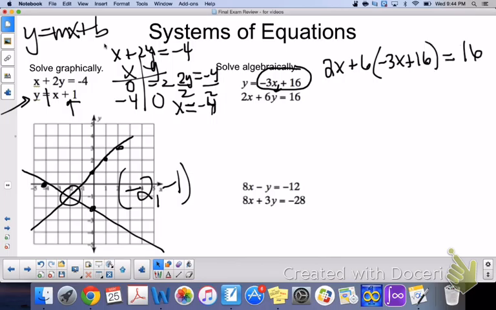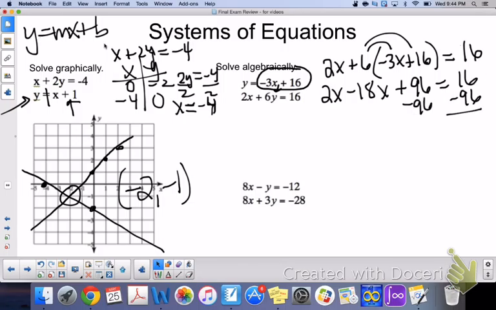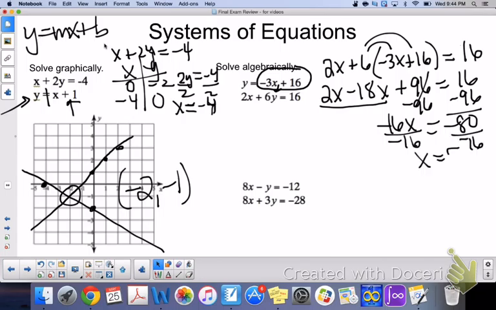equals 16. Now I distribute, so I have 2x minus 18x, 6 times 16 is 96, equals 16. I subtract the 96. That gives me negative 80 equals 2x minus 18x. They're on the same side, so just do the operation it says. 2x minus 18x is negative 16x. Divide by negative 16, and I get x equals 5.